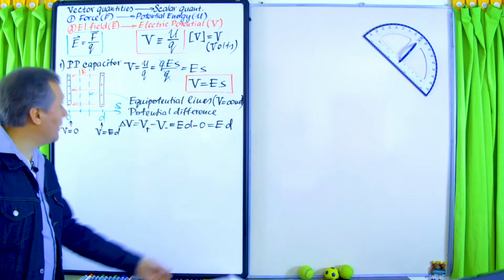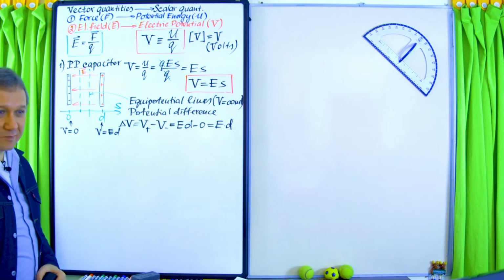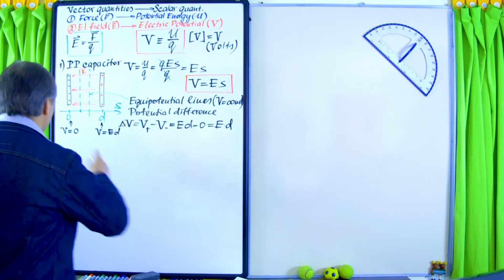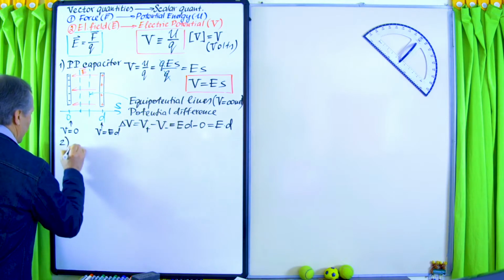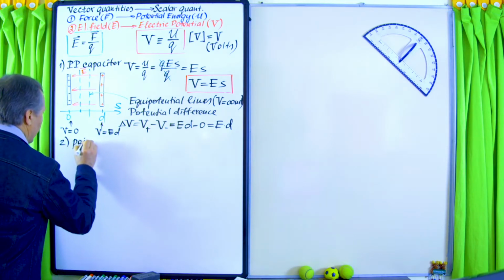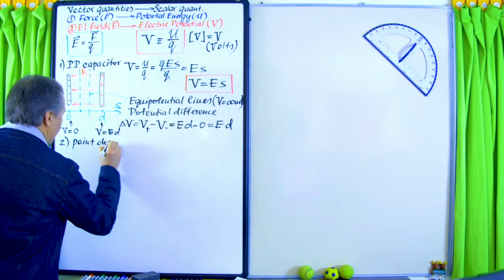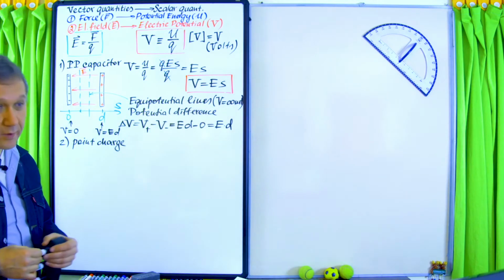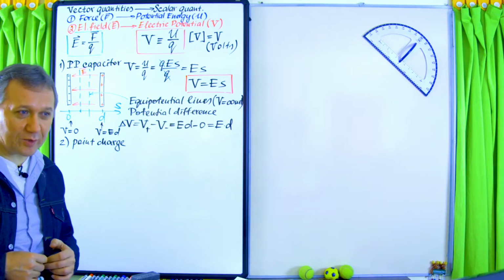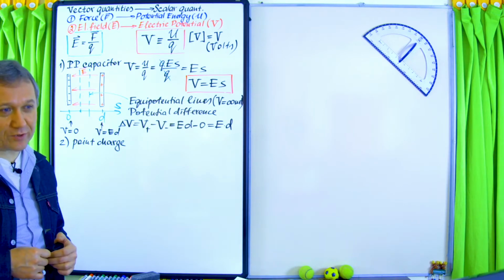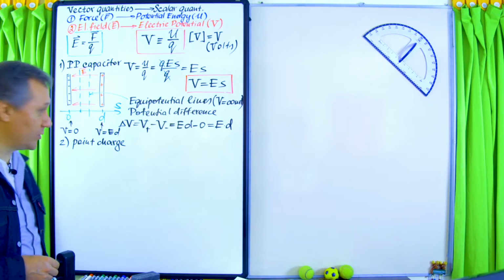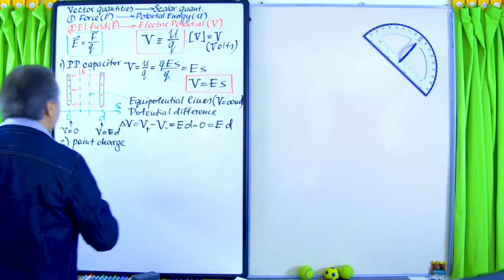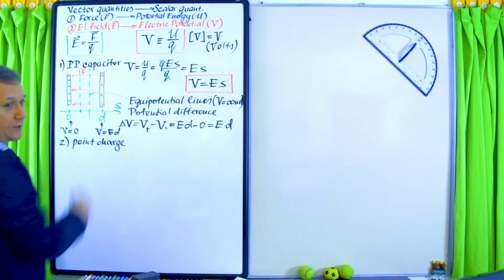Okay, so that's the capacitor. Now the second system, point charge. And of course, we need to introduce the formula expression, which can be used to calculate the electric potential around a point charge, at any point around the point charge. Right? So again, here's the definition.